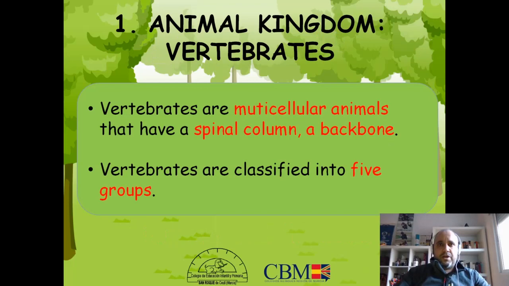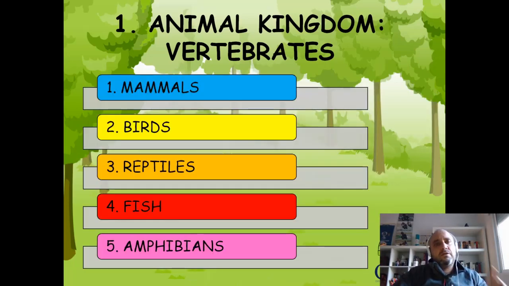And we are going to start with the vertebrate animals. We are going to learn today the animal kingdom, so vertebrates and invertebrates. Vertebrates are multicellular animals that have a spinal column, a backbone. And these vertebrates are classified into 5 different groups: mammals, birds, reptiles, fish, and amphibians. Let's see the characteristics of each group.